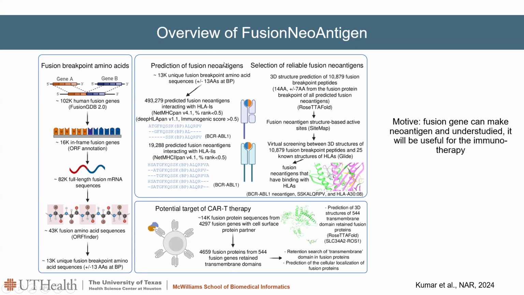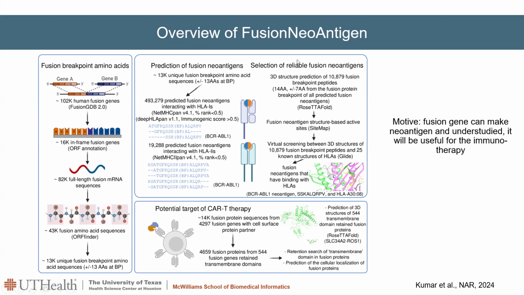For these 13,000 unique fusion breakpoint peptide sequences, we ran the typical tools to predict neoantigens, like NetMHCpan and DeepHLApan, to predict the potentially interacting fusion neoantigens against HLA-1 and 2 types. But this is a typical way, and this is the example of BCIB1, HLA-1 interacting neoantigens, and HLA-2 interacting neoantigens.